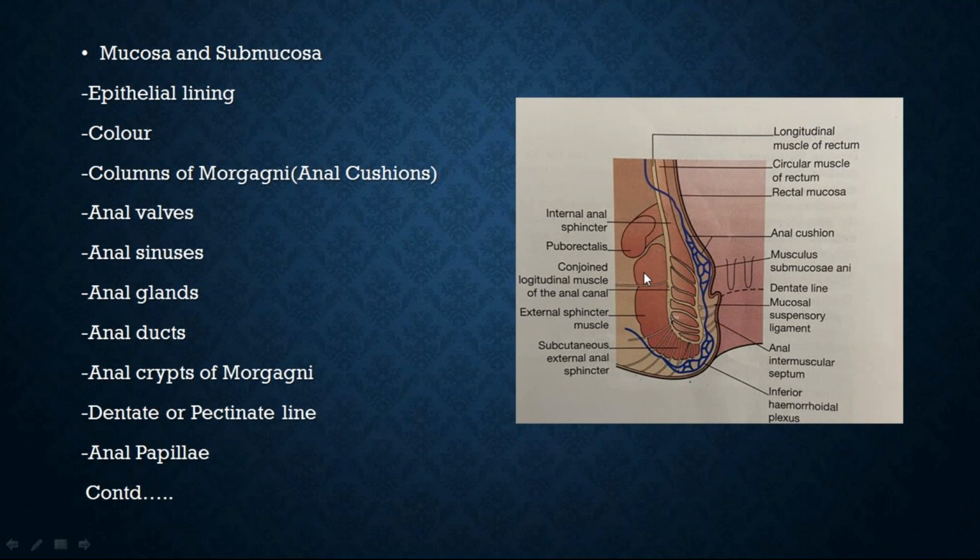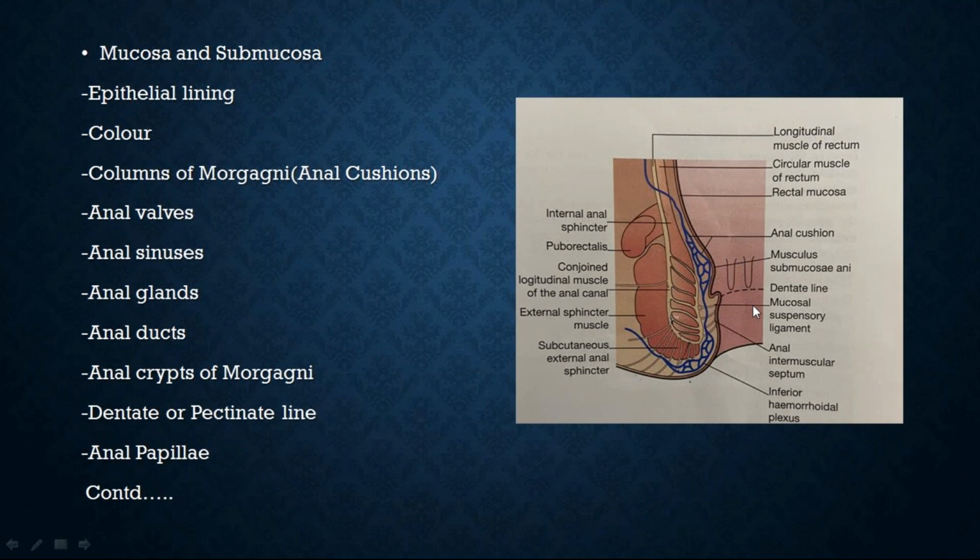What is the color of the upper half of the anal canal? In the upper half, in the submucosa, there is a rich submucosal internal venous plexus. This is called the superior hemorrhoidal plexus. Due to this, the upper anal canal appears plum colored.